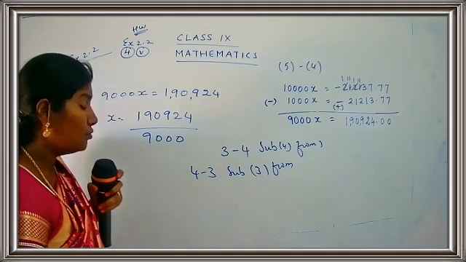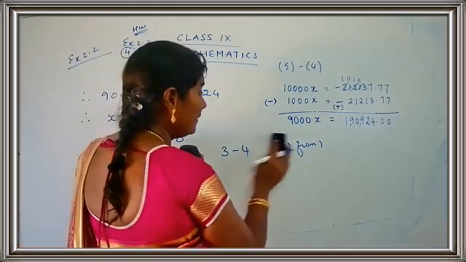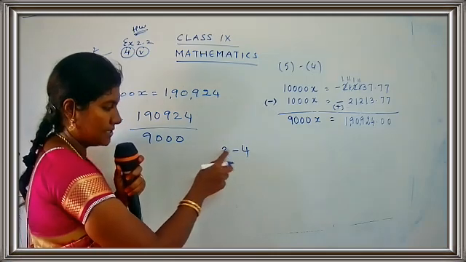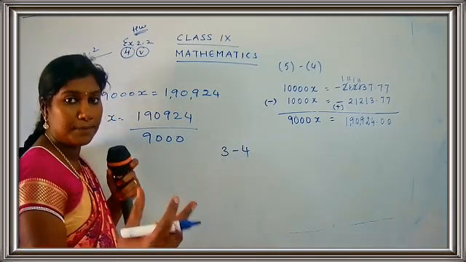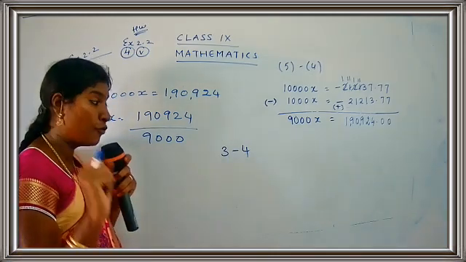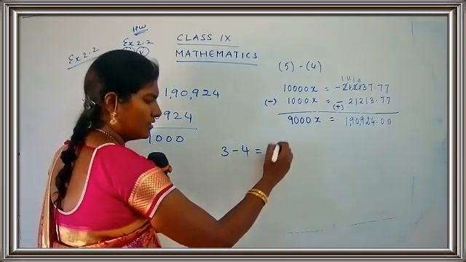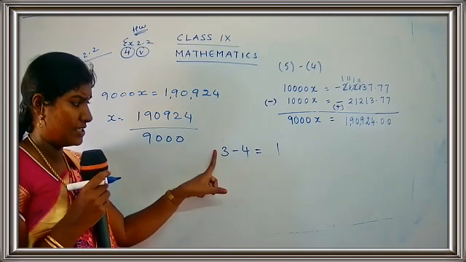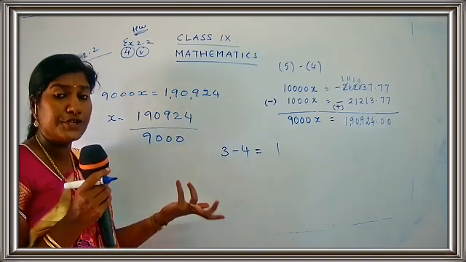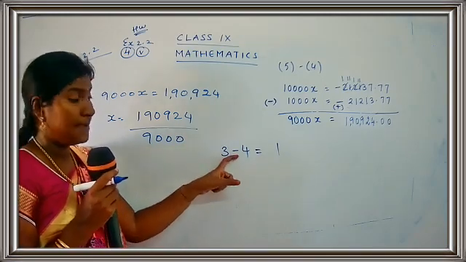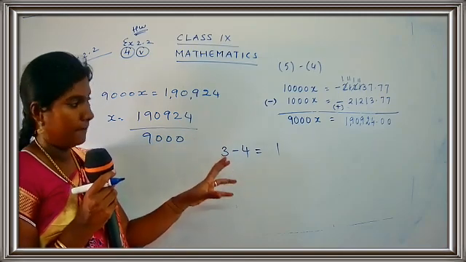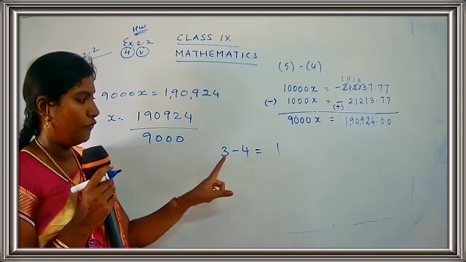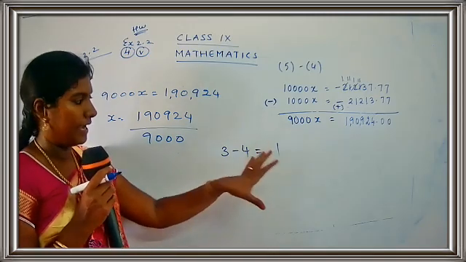Okay, so how to find out the answer? 3 minus 4 means plus minus. What is the sign here? This is plus, this is minus. So I have to subtract. What is the answer for 4 minus 3? It is 1. We have a plus sign, we have a minus sign. What is the sign here? Plus. If no sign is mentioned, you have to take it as plus. Plus minus gives you minus. So I am going to find out the difference. 4 minus 3 is 1. Done. I got the answer 1.